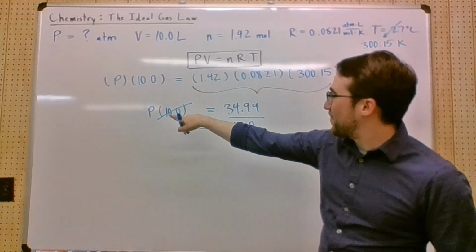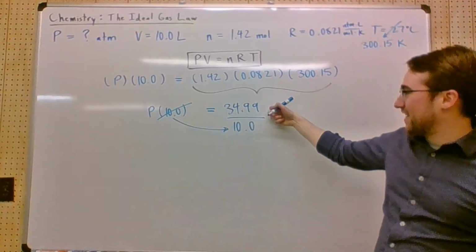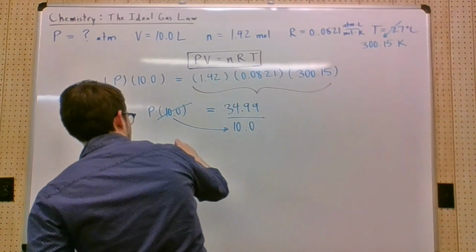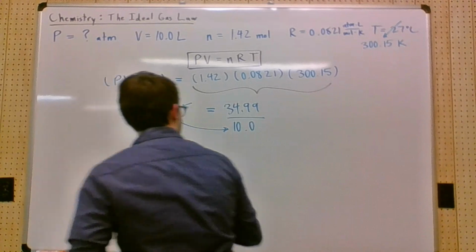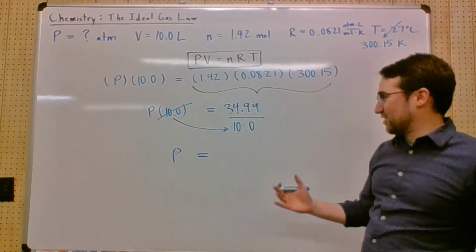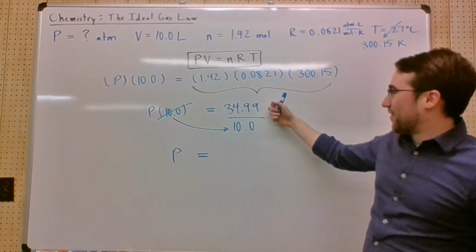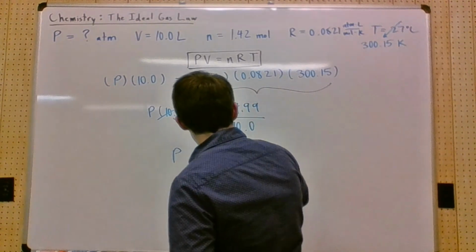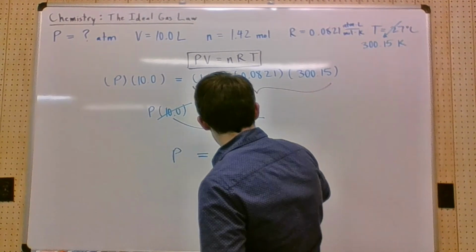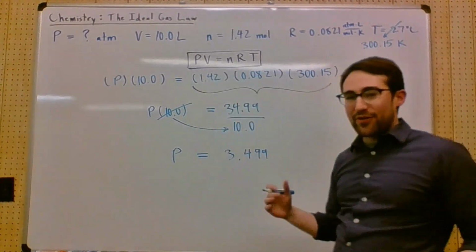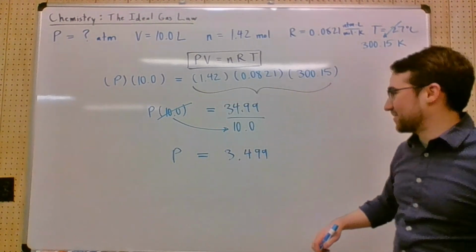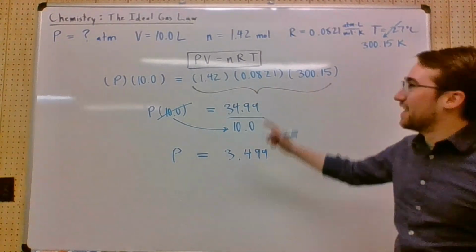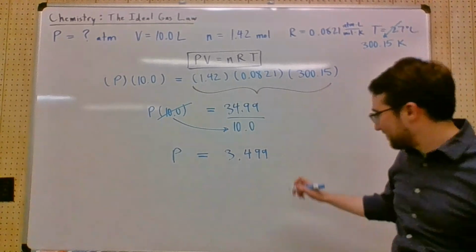Okay, so my P should be equal to 34.99 divided by 10. So if my mental math is good enough, 34.99 divided by 10 should come out to be about 3.499. Since I'm solving for pressure, this is in atmospheres, because that's what I'm looking for. And it matches the R constant that I picked.